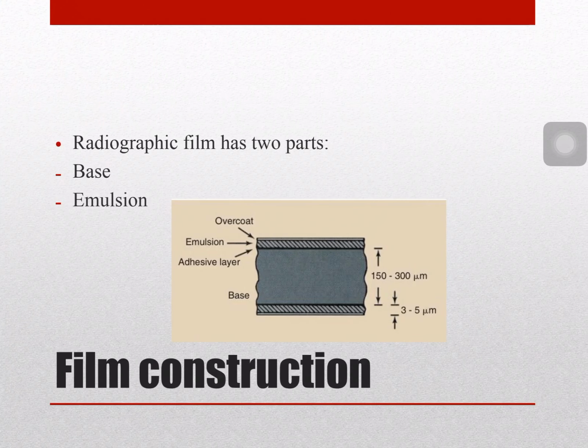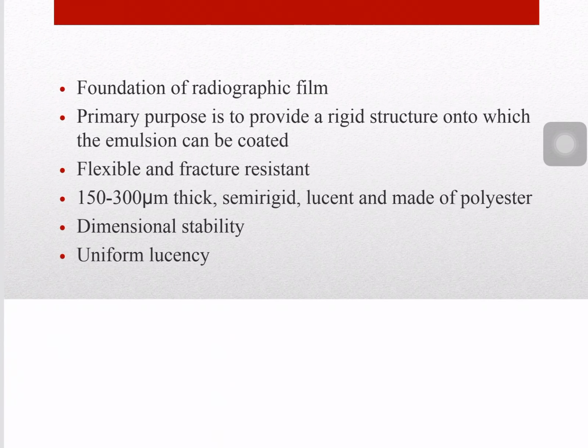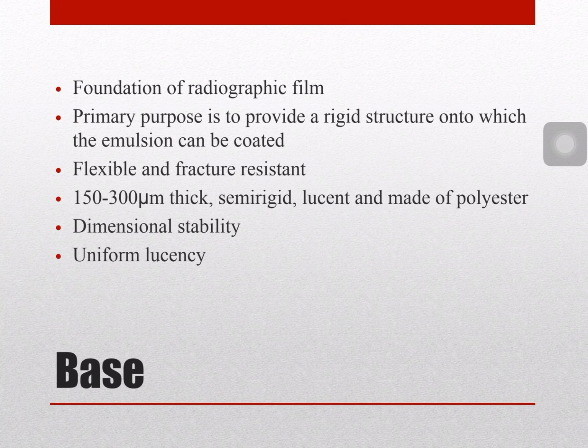Now, let's proceed to the film construction. So, radiographic film has two parts. First is the base, next is the emulsion. So, now let's proceed to the base first. Okay, so the base has a thickness of 150 to 300 micrometers. So, it is the foundation of the radiographic film.